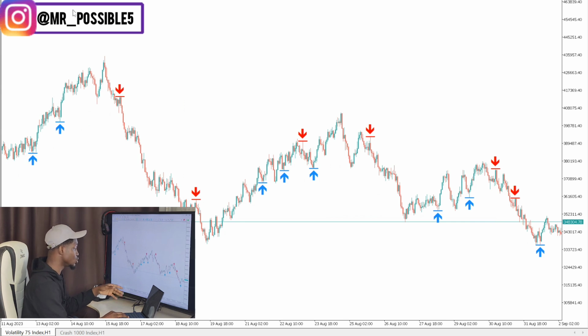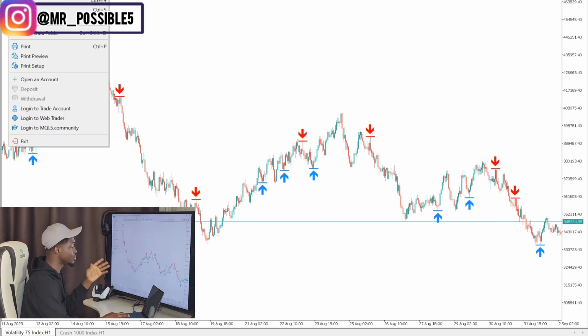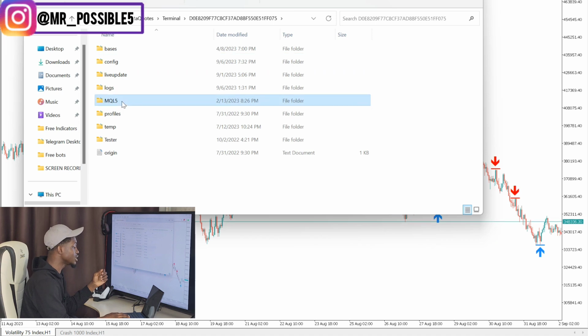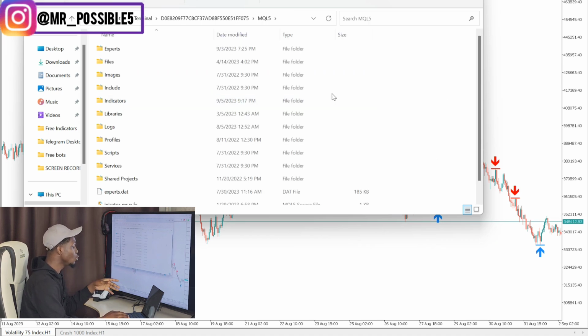Now, after taking it, you just simply copy the files. I'm trying to show you how to install it now. You copy the files, you go under your files, you go under your open data folder, right? You go under your open data folder, and then you go under your MQL5, and then you paste it under your indicators. You see your indicators, you paste it under your indicators there.